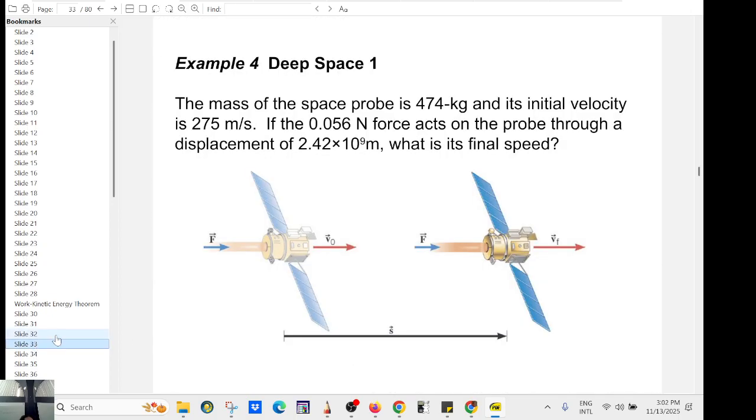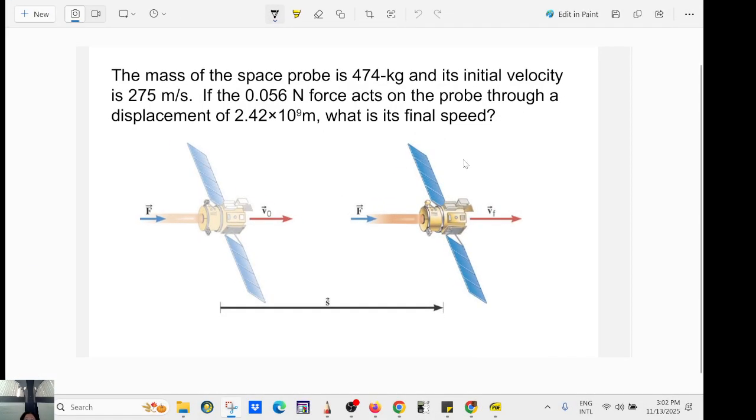Okay, so this is from your book. I'm not going to solve it because it's heavy in algebra, but I'm just going to lay out the equation. It's from Cutnell and Johnson, right? What is its final speed?